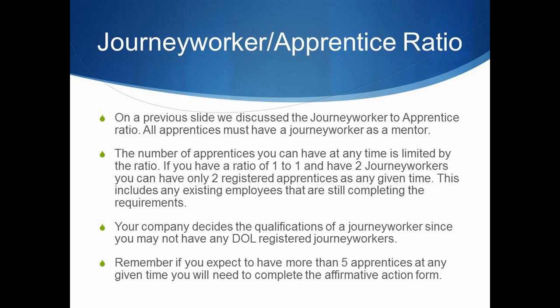Let's clarify the journey worker to apprentice ratio. During the apprentice's training at your company, you must provide a journey worker as a mentor/trainer. So for every registered apprentice you have, including any employees that have been working for you and would like to be part of the program, you must have a journey worker machinist available to them as a mentor. So if you choose to have a ratio of 1-to-1, you will only be allowed to have one registered apprentice at any given time. If you choose to have a 5-to-1 ratio, you can have 5 apprentices for every journey worker mentor.